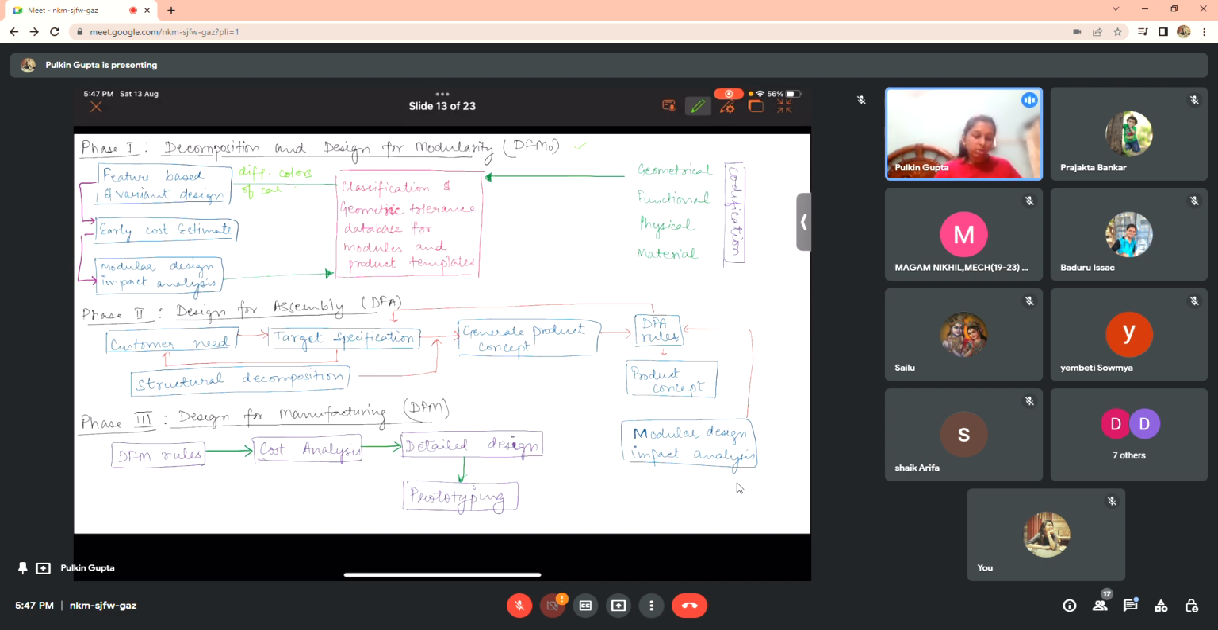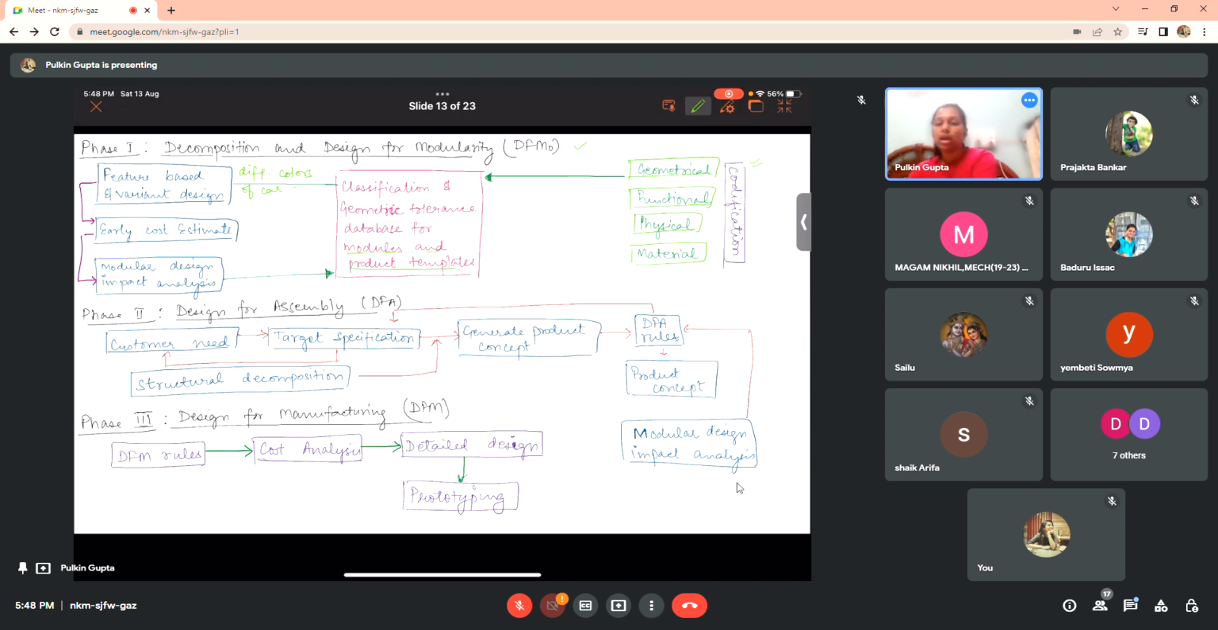Now, this all can be clubbed as classification and geometric tolerances database for modules and product templates. So for these modules and product templates, we have a particular database, and these come under the classification. And based on this, then we go to codification, that is to develop codes or give different codes based on geometrical, functional, physical or material aspects of this product.